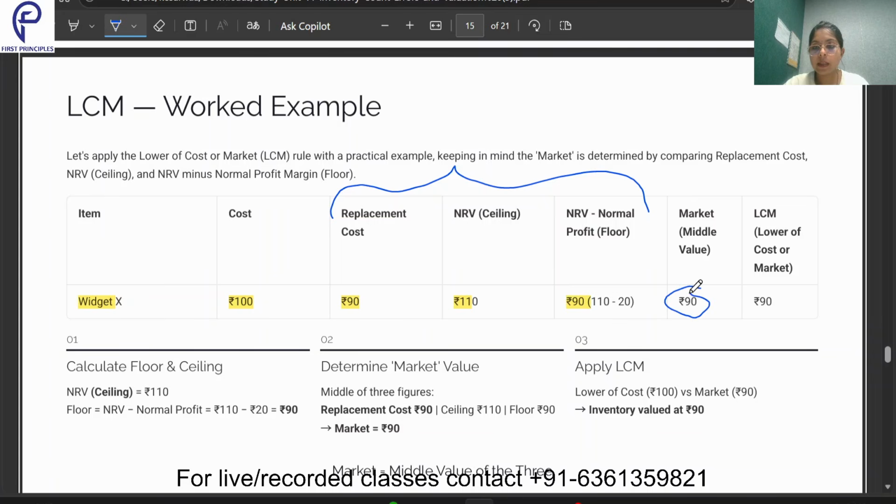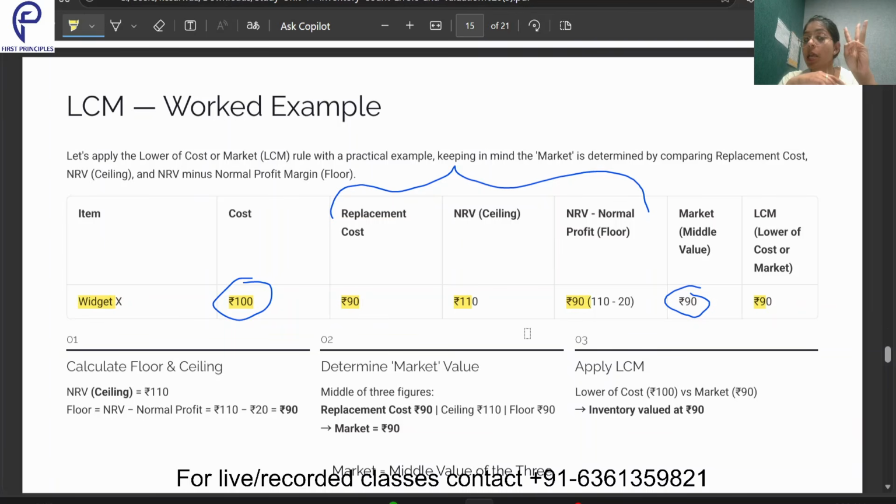So 90 and the cost I will compare. Which is the lower of the two? 90 is the lower of the two, so 90 becomes the value of my inventory. What did I do? We will be given the cost in the question, then we need to find out the ceiling, the floor and the replacement cost. Replacement cost will be given in the question; NRV and floor price we need to calculate. NRV, we have already seen the formula above. From the sales price we will reduce the selling cost, that will be my NRV. From the NRV, if I reduce the normal profit margin, that will become my floor price.